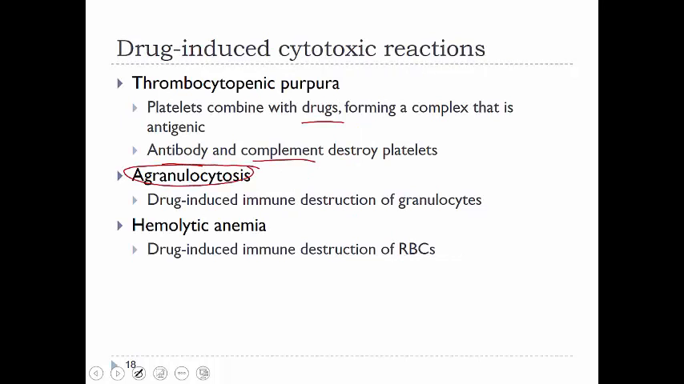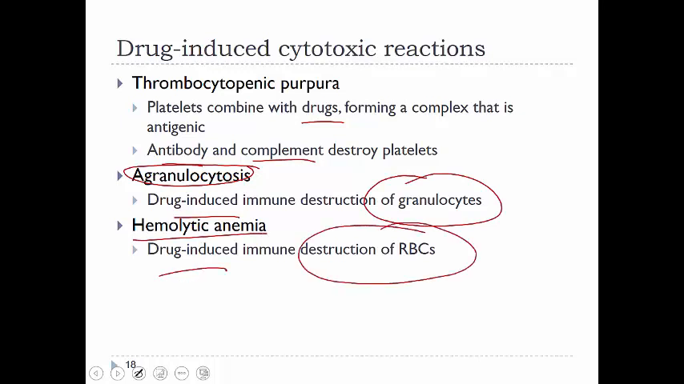Agranulocytosis is where we have another drug that causes the destruction of granulocytes. And we have hemolytic anemia. Again, drugs bond to and interact with red blood cells and you destroy your own cells.